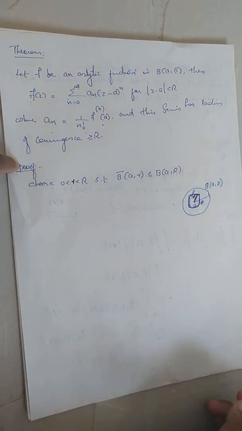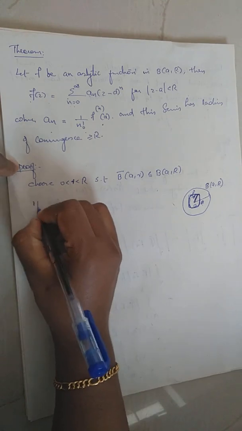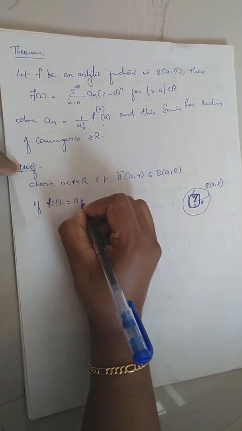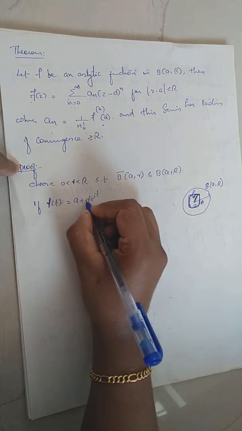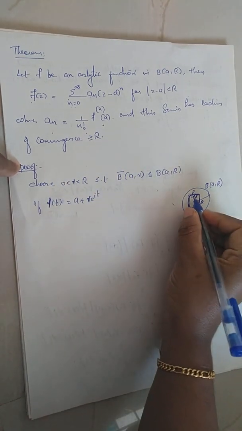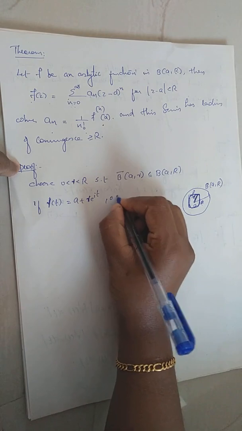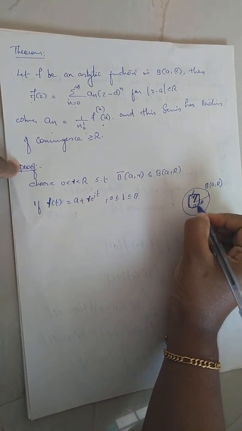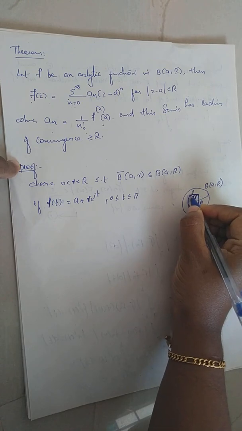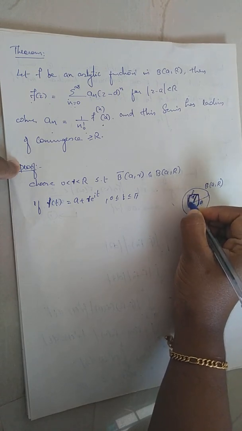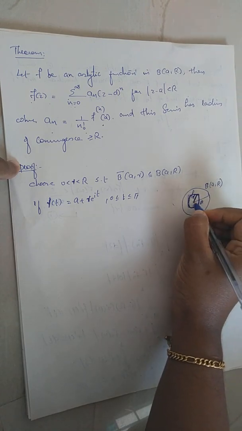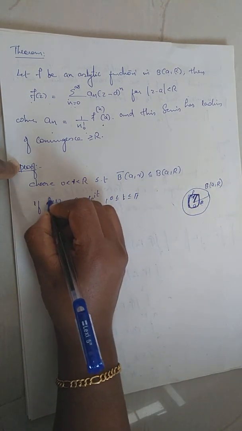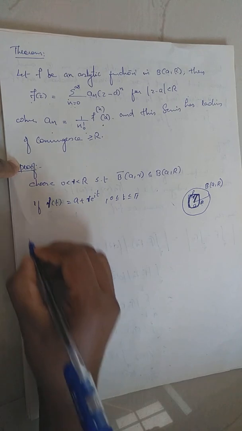Now we define γ(t) = a + r e^{it}, where this r is the small radius r, and 0 ≤ t ≤ 2π. That means in this region we are considering a circle with center a and radius r, which is denoted by the curve γ(t).